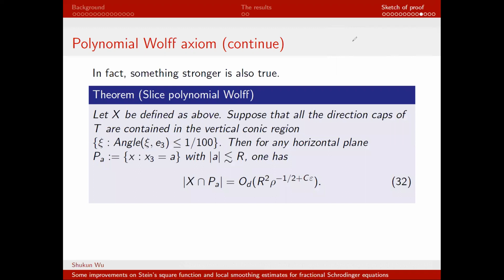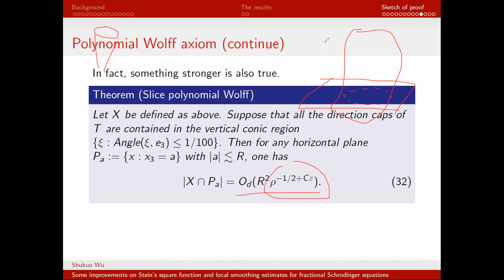Let X be the set as above. Suppose that all the directional set of T is contained in the vertical direction, say in a vertical cone. So basically, T is always transverse to the horizontal plane. Then if we consider any horizontal plane and look at the intersection between this plane and X, then this two-dimensional object is measured also with a saving, roughly the negative half.